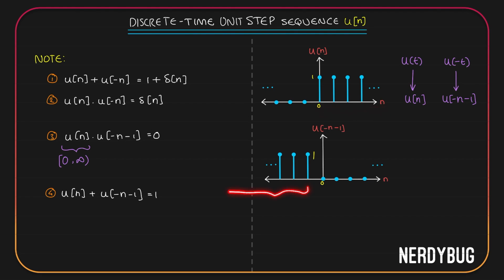This one has value from minus 1 to infinity. They are not overlapping. So, u of minus n minus 1 is analogous to u of minus t. The next one is u of n plus u of minus n minus 1 is 1. It is true because we have 1 over here, we have 0 over here, we add them, we get 1. We have 1s over here, we have zeros correspondingly, adding them you will get 1 everywhere. So u of n plus u of minus n minus 1 is 1.